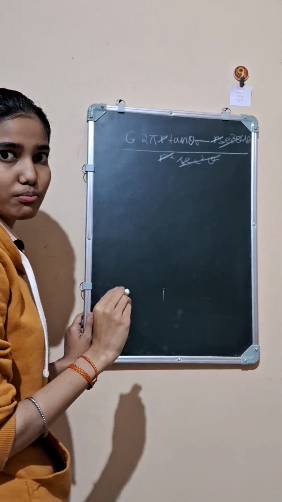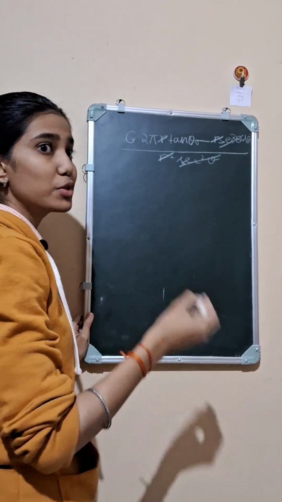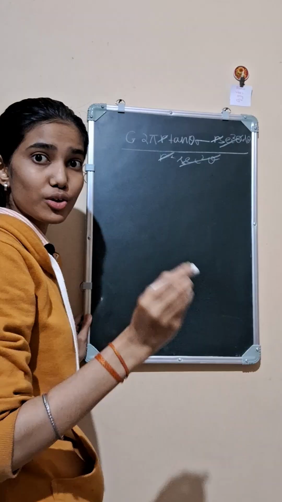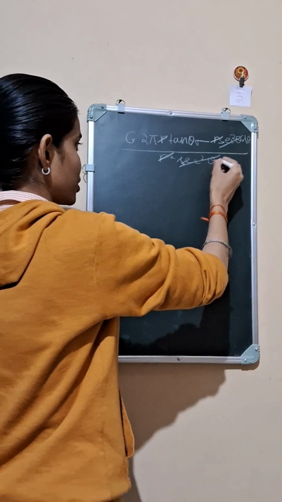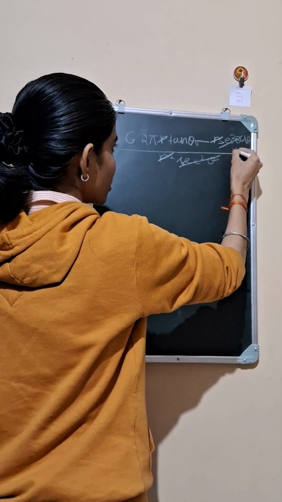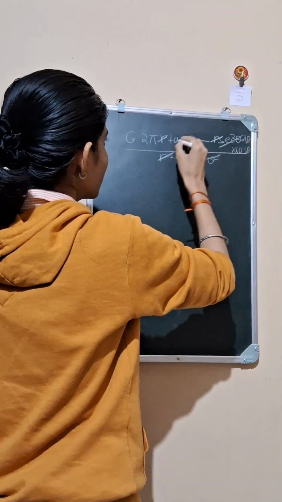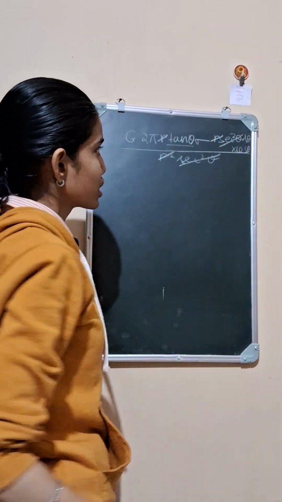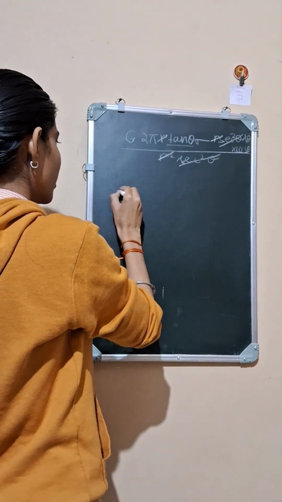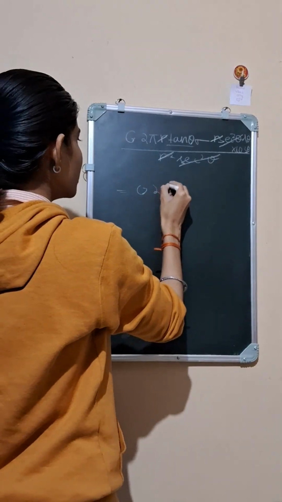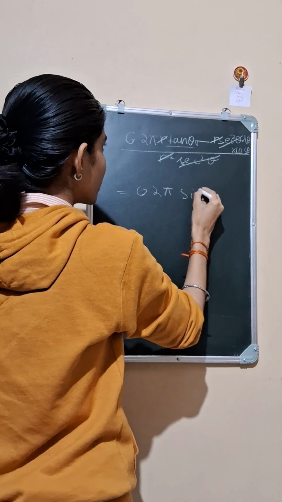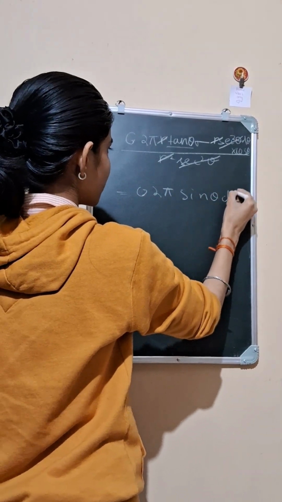This is the total field, but we are going to take the cos component, meaning the horizontal component. So I am going to multiply this with cos theta. Tan theta and cos theta will give us sin theta. So now we are left with G 2 pi sin theta d theta.